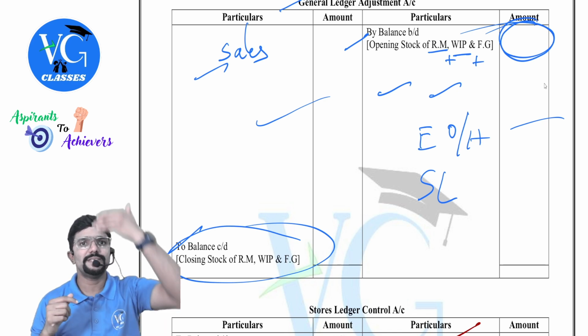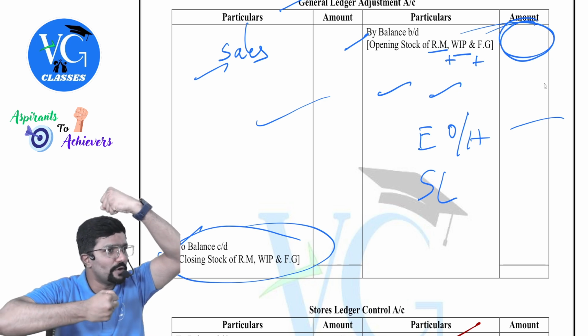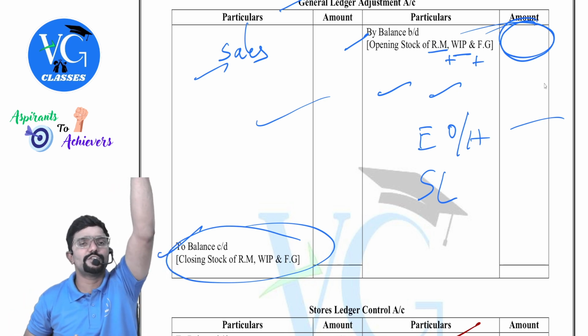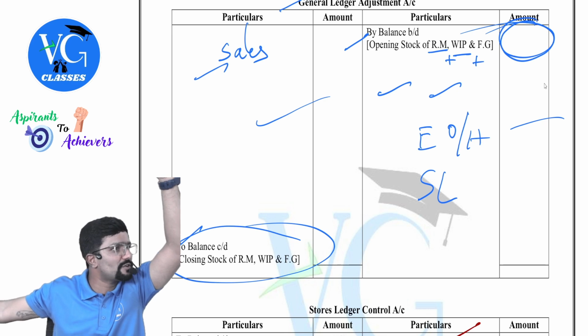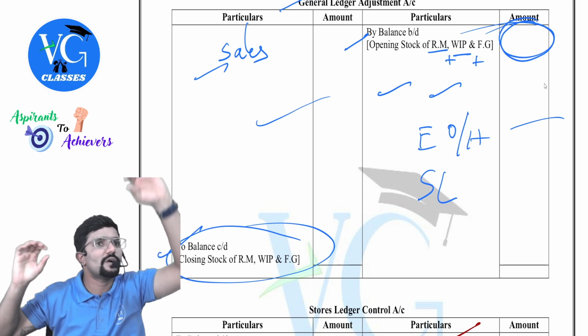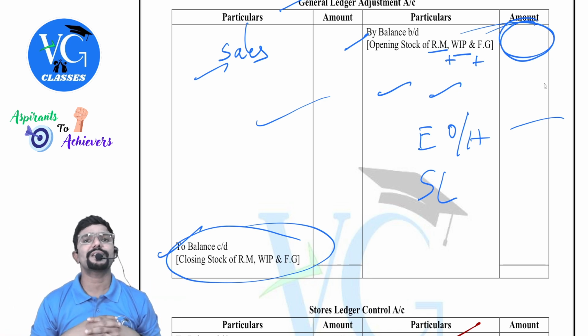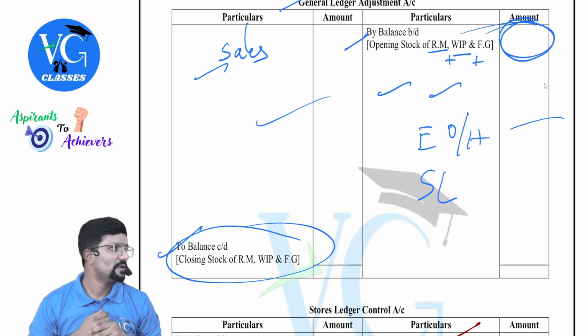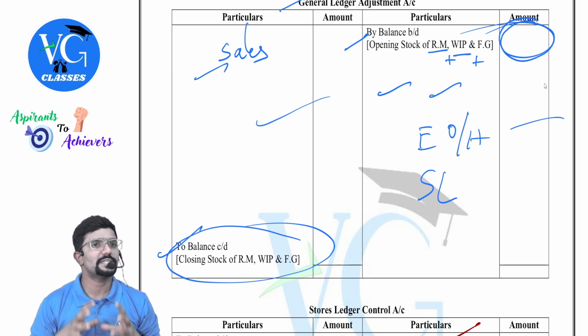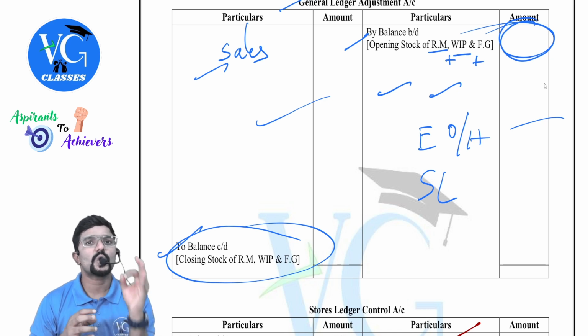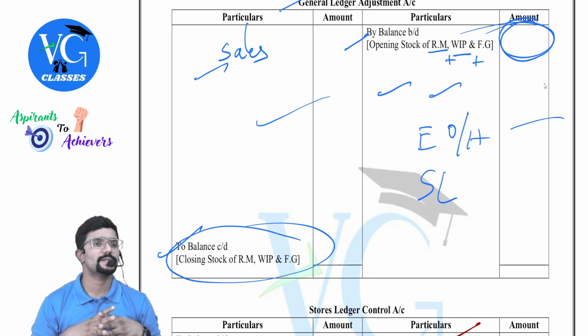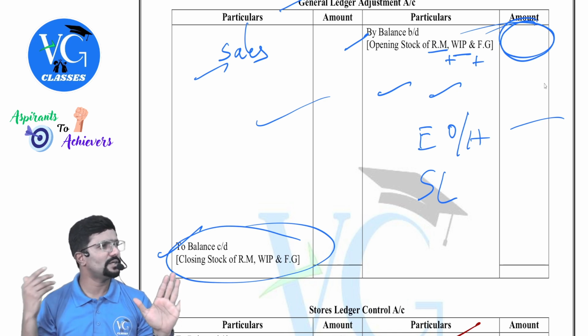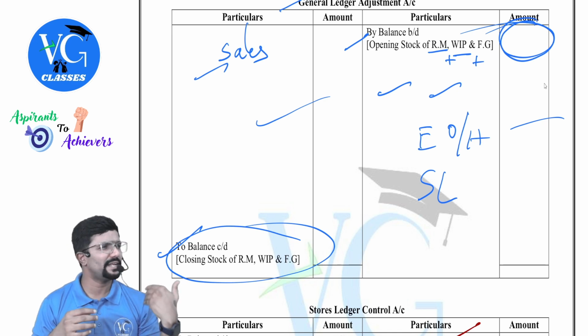What do we have now? COP plus administrative overhead absorbed plus opening stock of finished goods on the credit side minus closing stock of finished goods. What will it give you? Cost of goods sold. Where do we have to transfer it to? Cost of sales. Record it on the credit side. You are sending it to cost of sales, but the amount is called what? Cost of goods sold.